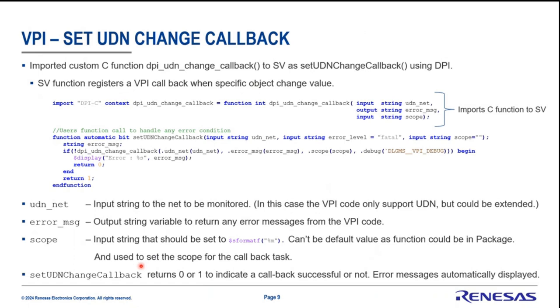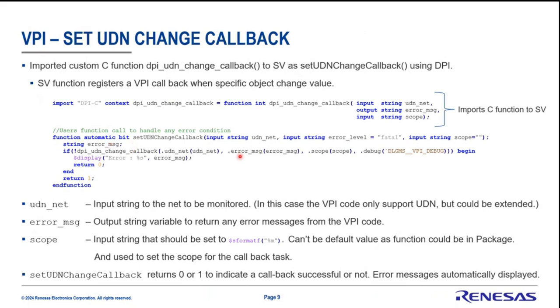So we have to do a bit of work in the VPI layer. We first of all have to import a custom C function, which I've called DPI UDN change callback into the SystemVerilog layer, and that is called within this set UDN change callback function. So this line here, import C, basically says this function that you'll detect in the VPI layer maps to this function when called within SystemVerilog. So we can see here, SystemVerilog function is being called here. That would basically go and call the VPI routine.